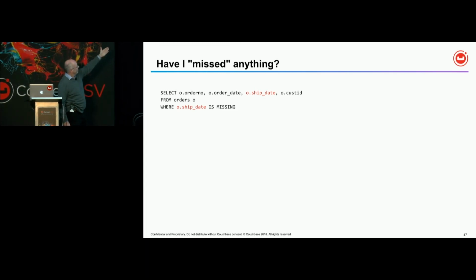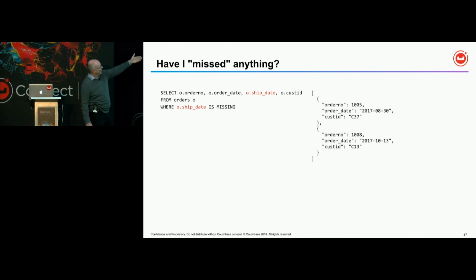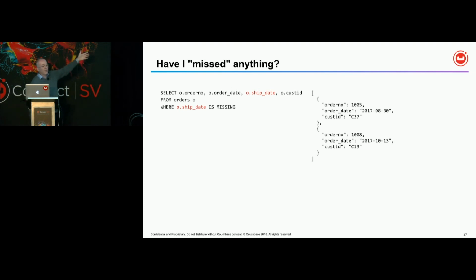To talk a little bit about it, I have this simple query that takes the orders, selects all the records where the ship date is missing, and then from that selects the order number, the order date, the missing ship date, and the customer ID. If I run that, the result is what I'd expect: I selected 4 fields, but I only get 3. I get the order number, the order date and the customer ID, and the ship date that was missing in the original object is also not in this result object.